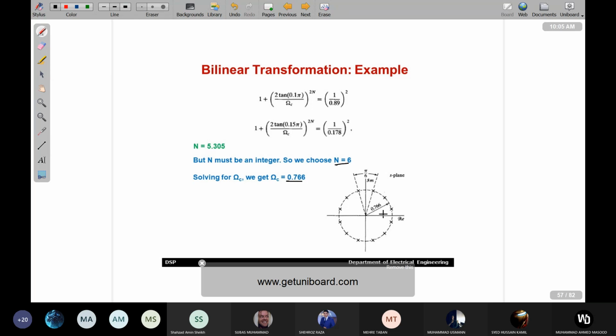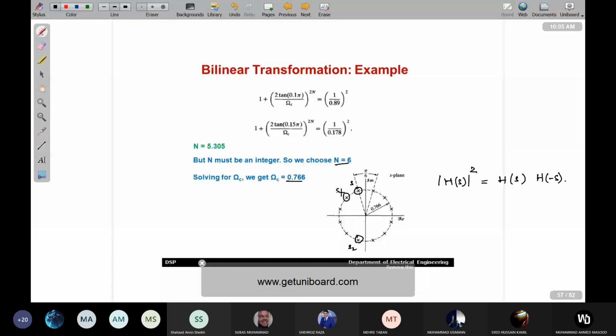Again, this is S plane, nothing to do with Z plane. These are S plane poles. These are the poles of H of S square. Inside it you have the poles of H of S and also the poles of H of minus S. Again, because n is equal to 6, you are having 12 poles on this circle of radius 0.766. Again, location is same as well. So this is S1 and its conjugate is S2.